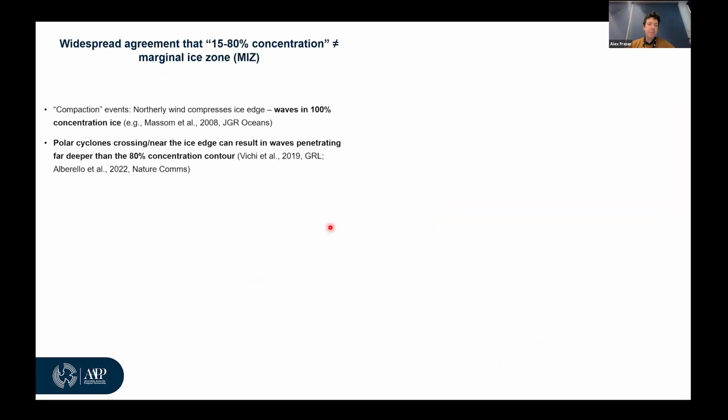So there's a mounting body of work showing that there is no good correlation between this concentration interval and what should be called the marginal ice.